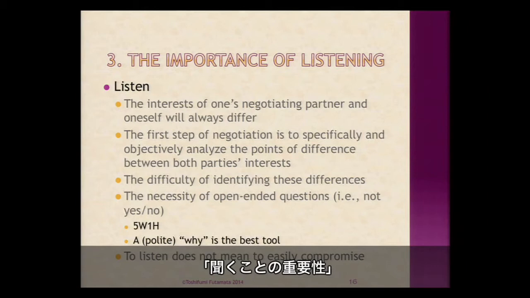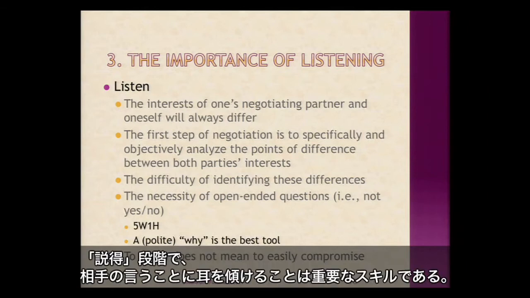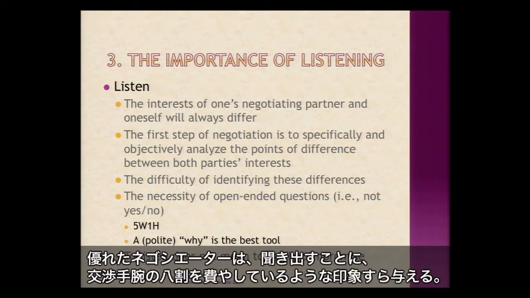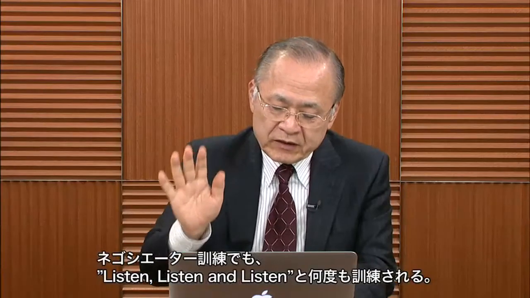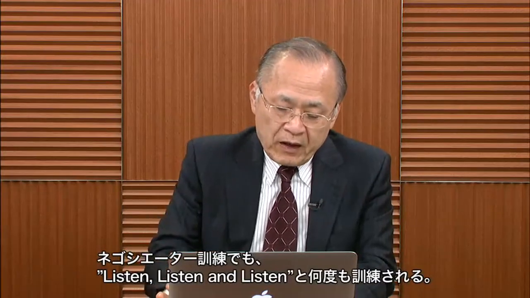Importance of listening. Listening is an important skill set in the persuasion stage of your negotiation. Skilled negotiators give the impression of devoting, so to say, 80% of their resources to listening and bringing out answers from their counterpart. At negotiation training, negotiators are taught again and again: listen, listen, and listen.